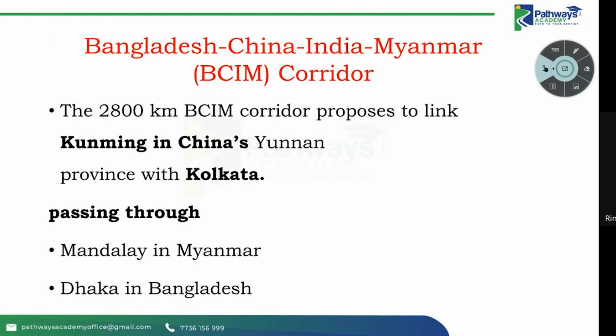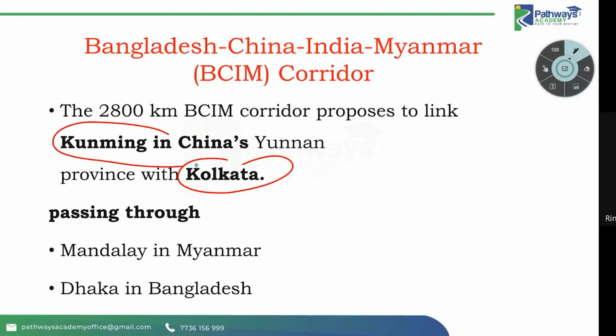Then the BCIM corridor. It was a question last year. BCIM corridor connects Kolkata in India to Kunming in China. Most probably this year the question will be on the India-Middle East-Europe corridor, because that is the recent news that we have got. Okay. Kunming to Kolkata.